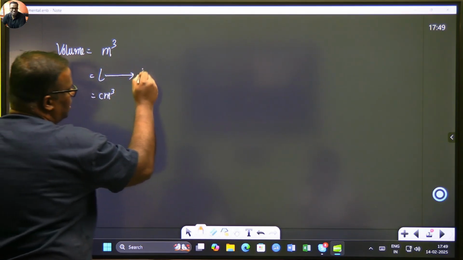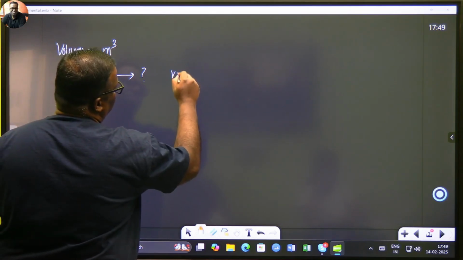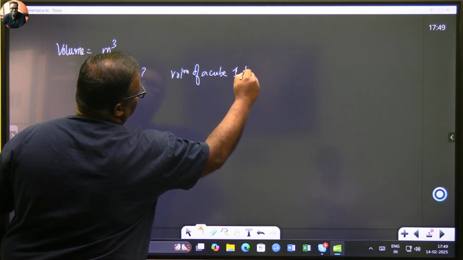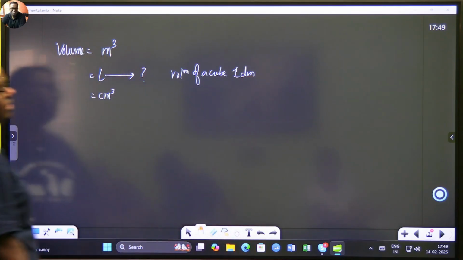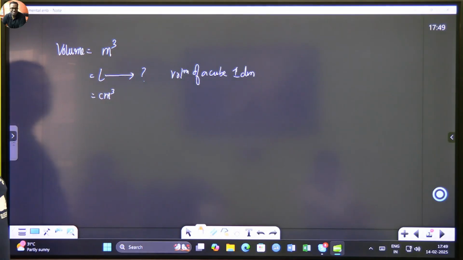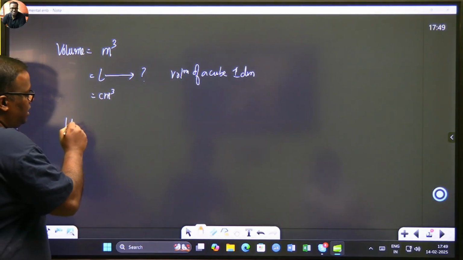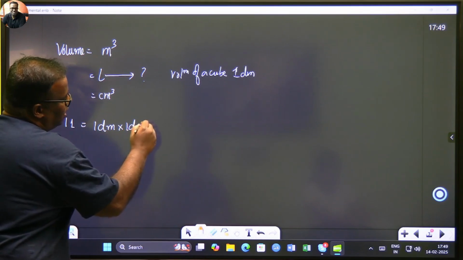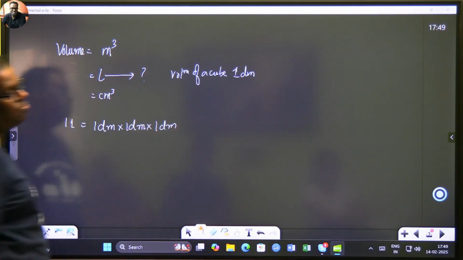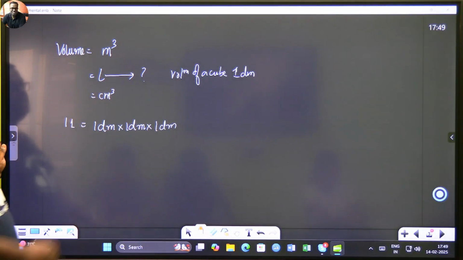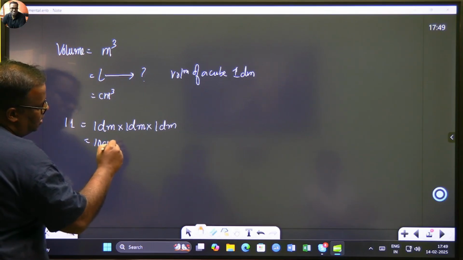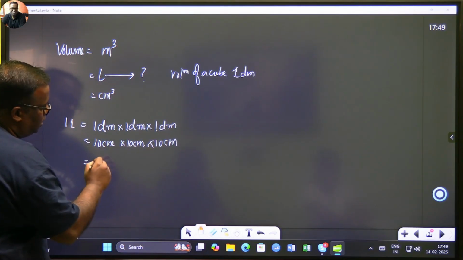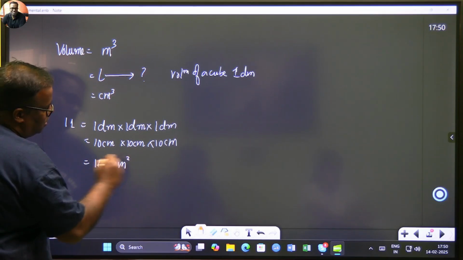First, let us understand what a liter is. A liter is the volume of a cube whose edge is 1 dm. So 1 liter is equal to the volume of a cube whose edge is 1 dm, so it should be 1 dm into 1 dm into 1 dm. What does dm mean? dm means decimeter. Each decimeter is the same as 10 centimeter. Agreed? 10 centimeter into 10 centimeter into 10 centimeter. So a liter is 1000 centimeter cube. This is 1 liter.